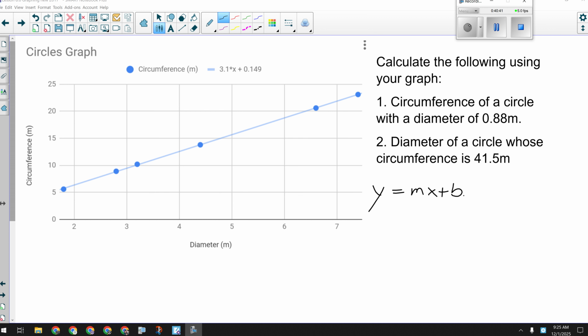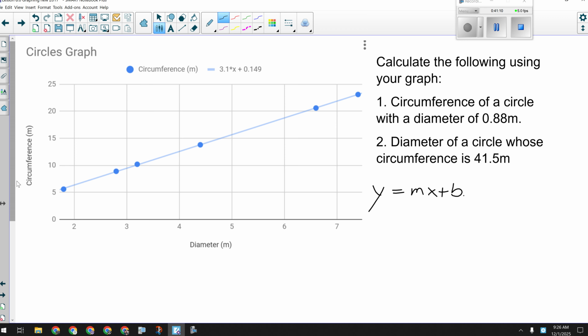All right, let's look at number one. So number one here, we're looking for the circumference. Which axis is circumference on? Y. So I'm looking for Y, and they told me it has a diameter, which is on the x-axis, of 0.88 meters. So I'm given X, and I'm looking for Y, and of course I've got M and B.